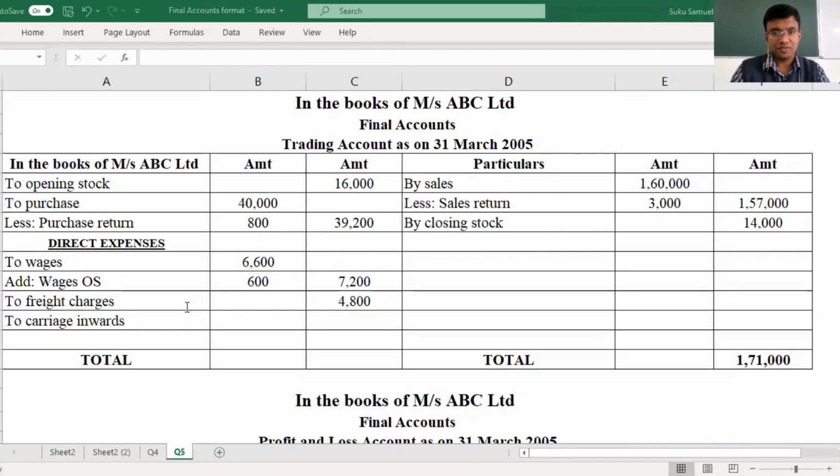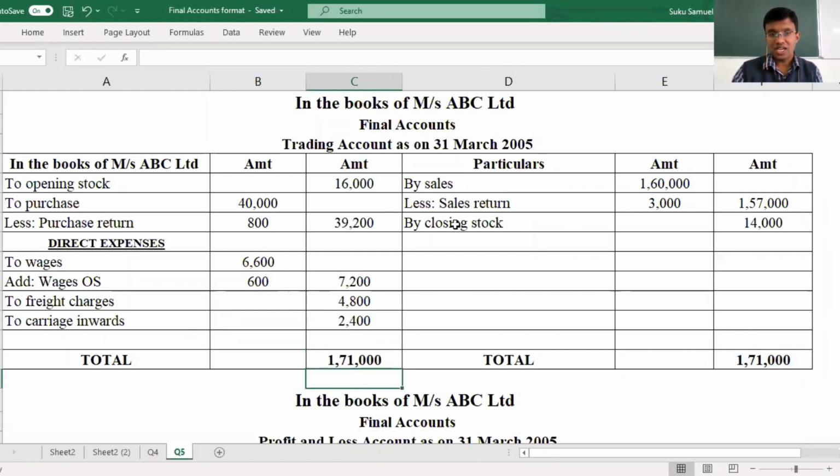Carriage inward also we have considered, and that is 2,400. So I just want to quickly cross check if we have any more direct expenses. We do not have any more direct expenses, which means we can go for balancing of the trading account.